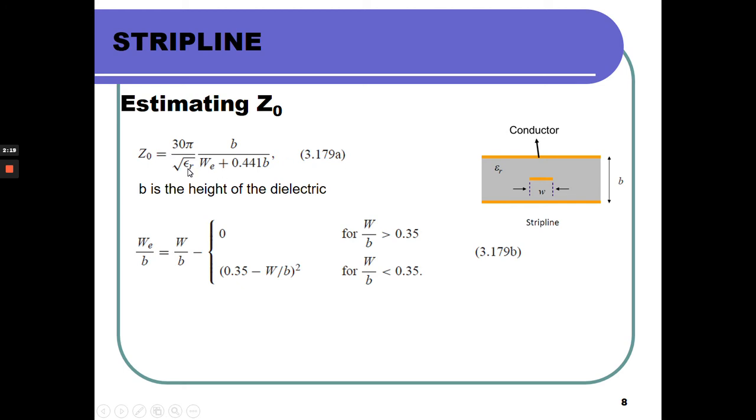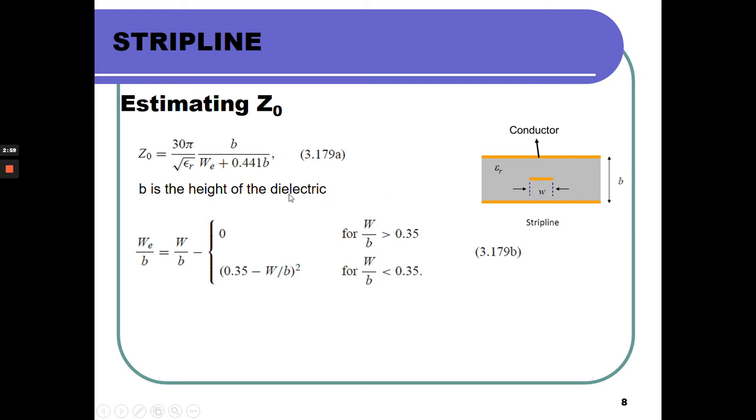Now, ER we know, this is the dielectric constant, and B here is the height of the dielectric. It's in millimeters, it can be in meters also. Now what is WE? WE is basically the effective width. Our goal basically, for any strip line or microstrip line, is to find W of the line, meaning the width of the strip line.